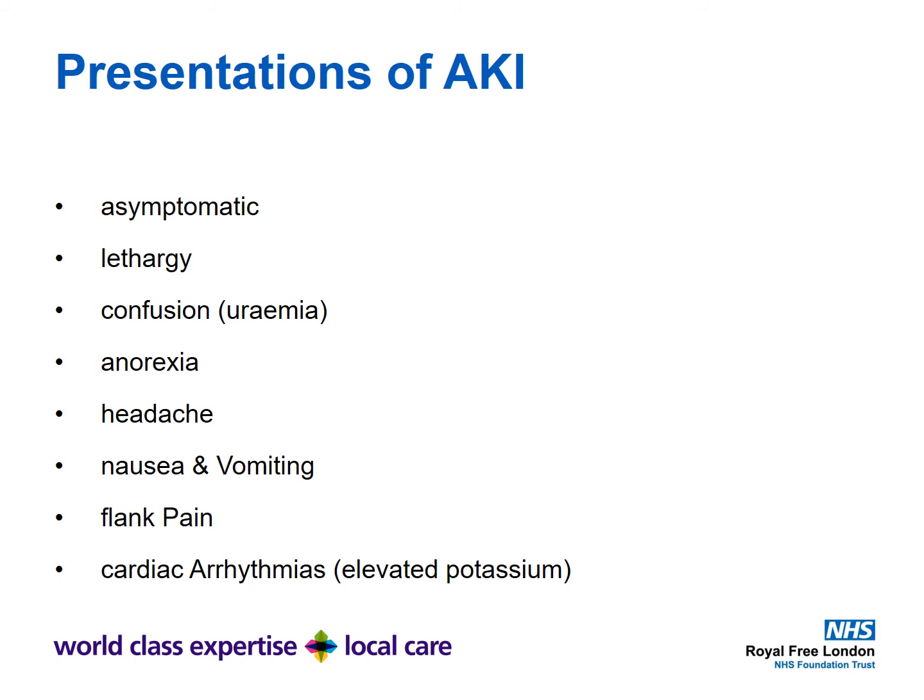It's important to maintain a high index of suspicion in patients without an obvious precipitating event for the rarer forms of AKI, such as vasculitis and tubulointerstitial nephritis, which may occur in association with systemic symptoms such as rash, fever, lethargy and joint pain. You may also see things like cardiac arrhythmias, such as in those who have an elevated potassium.